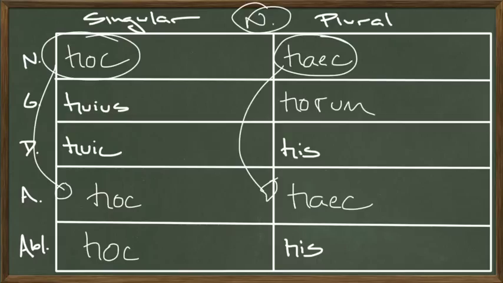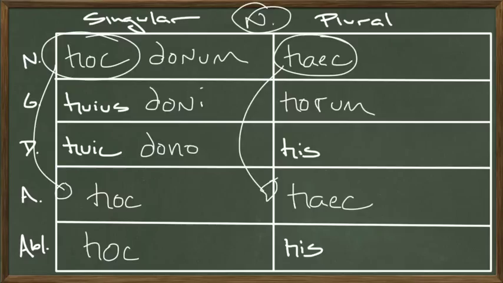How about this gift? Gift is neuter, so let's write in donum. So we have hoc donum, this gift. Of this gift, huius doni. Sorry, I'm getting in a bit of a rush here and I'm messing up. I need to slow it down. To this gift, huic dono. This gift, hoc donum. Remember, what happens in the nominative happens in the accusative.